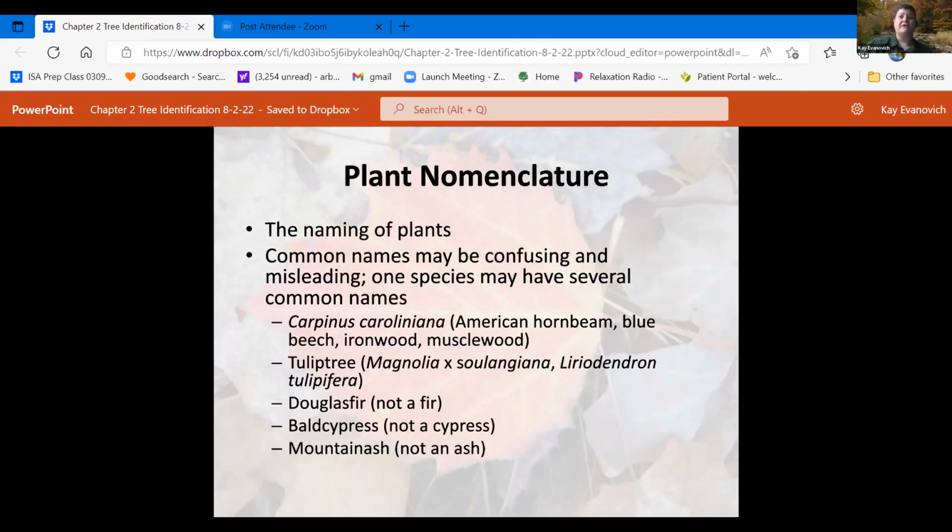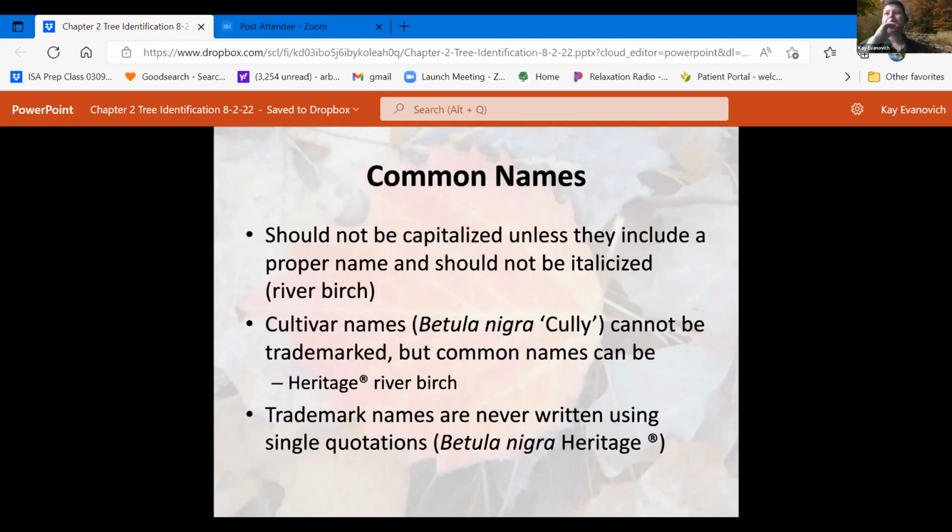There's Douglas fir, which really is not a fir at all. It's in a different family, right? Bald cypress, well, that's not a cypress tree. Mountain ash, hey, it's not an ash, but that's what we call it, right? So all these common names can get confusing. So remember, common names should not be capitalized unless they include a proper name, and they should never be italicized, right? So if it's a river birch, you just write river birch, just like it's written there.